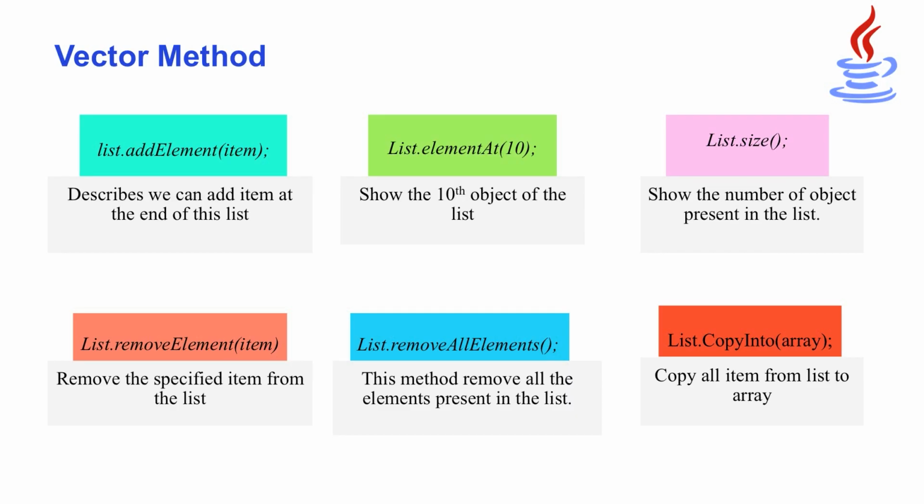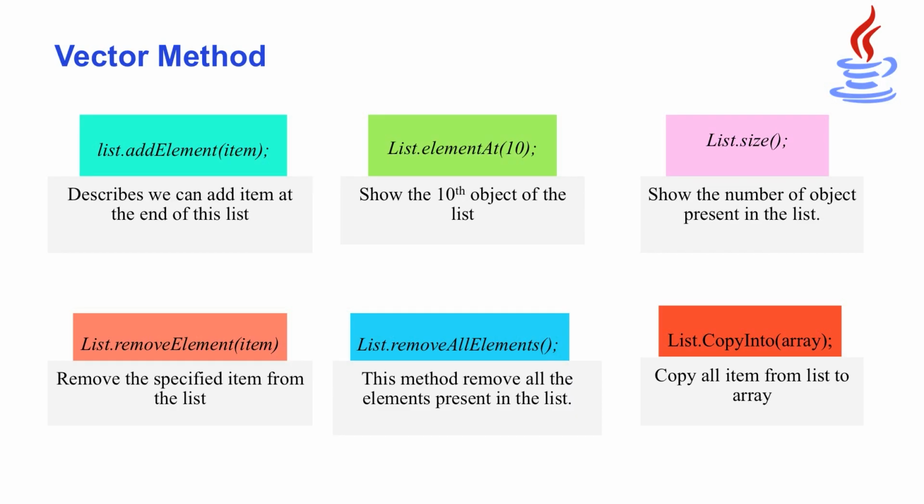The next one is list.removeElement. This method removes the specified item from the list. The next one is list.removeAllElements. This method removes all elements present in the list. The next one is list.copyInto(array). This method copies all items from the list to an array. So these are the methods of a vector which will be used in programs.